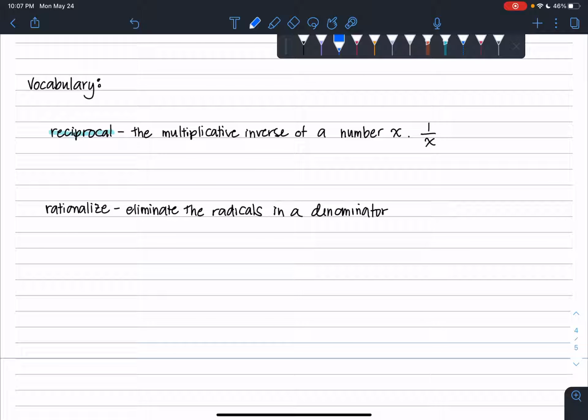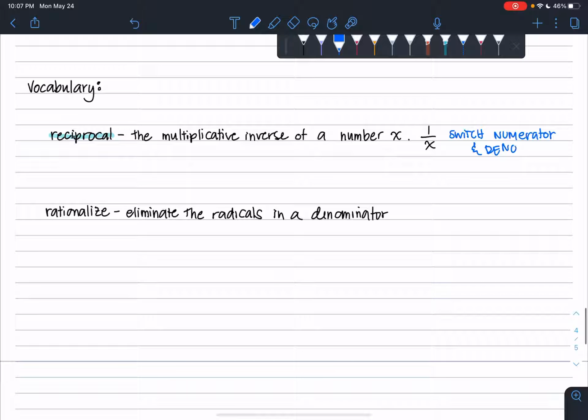But when we think of a reciprocal, we're probably used to seeing that we just have to switch the numerator and denominator. So let's look at some examples. For instance, when we take the reciprocal of a number like 3 over 4, we flip or switch the numerator and denominator. So the reciprocal is 4 over 3.